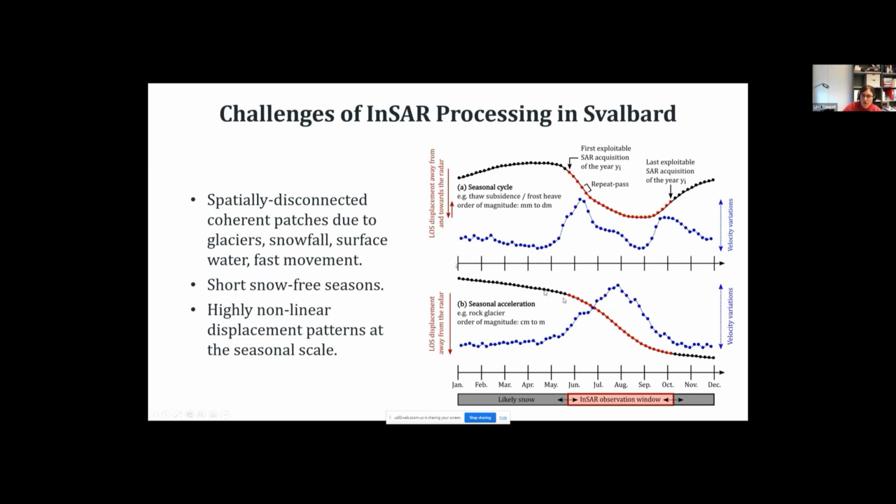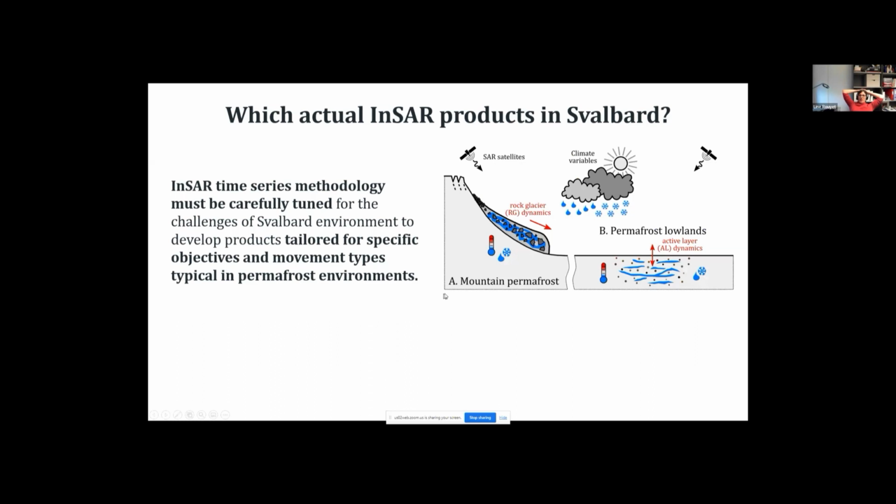And also some landforms have major seasonal acceleration during the thawing season. And that also requires different processing strategies compared to the mainland. So basically, which kind of data or which kind of InSAR product can be useful for Svalbard? And here I will just show a couple of examples of what we have done in the past. It is not exhaustive, and it is not meant to say that this is what we will necessarily do. This is more to show examples and to discuss then how we can design a ground motion service in Svalbard in the best way for the users.